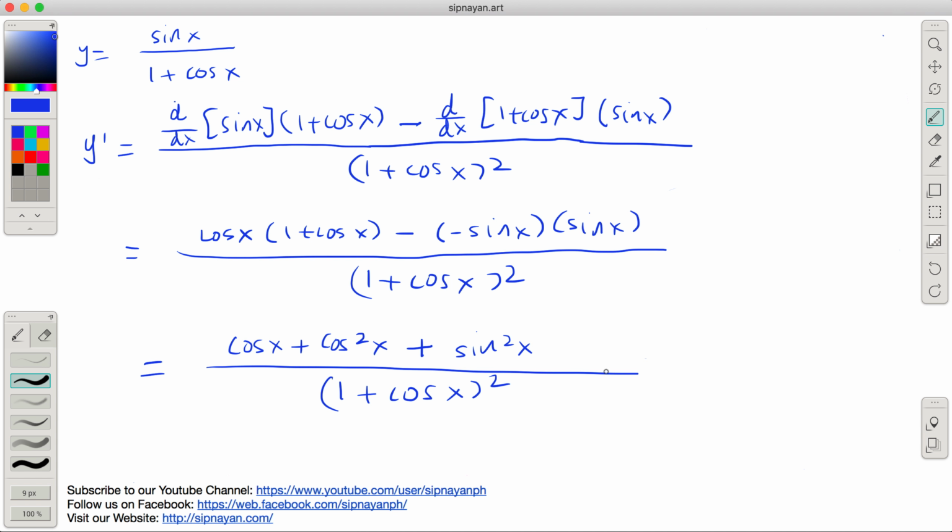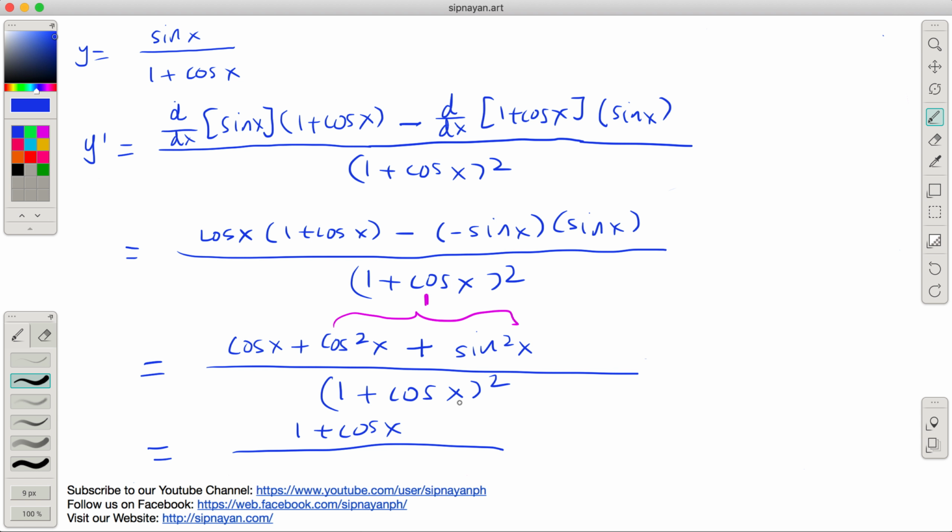But, sa trigonometry ninyo, napag-aaralan nyo na cosine squared x plus sine squared x is equal to 1. So, ito yan, 1 yan. Meaning, pwede natin isulat to as 1 plus cosine x. O kaya, pwede rin na cosine x plus 1. Pero since 1 plus cosine x to, balik rin na lang natin. Magiging 1 plus cosine x over 1 plus cosine x quantity squared.